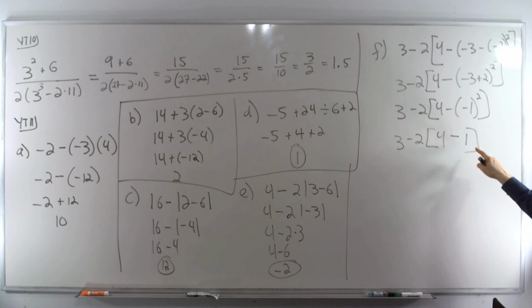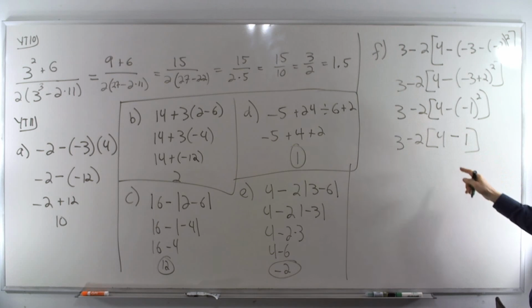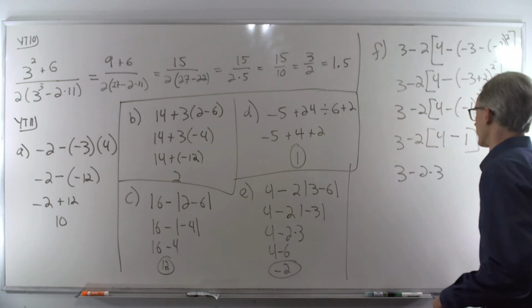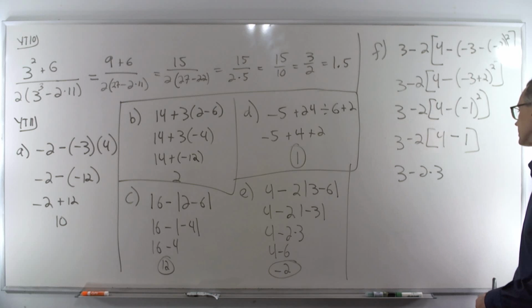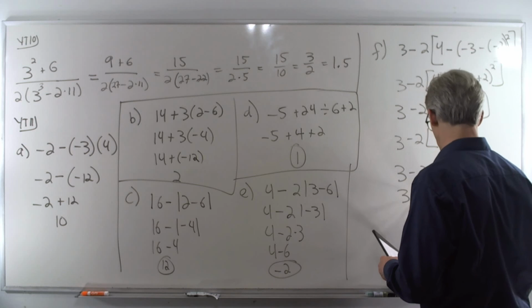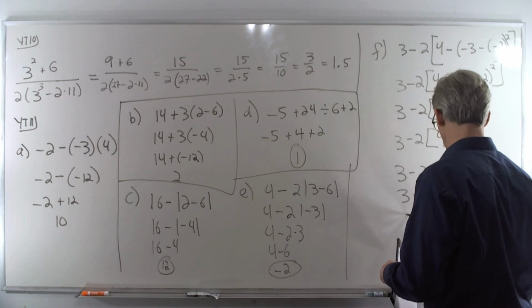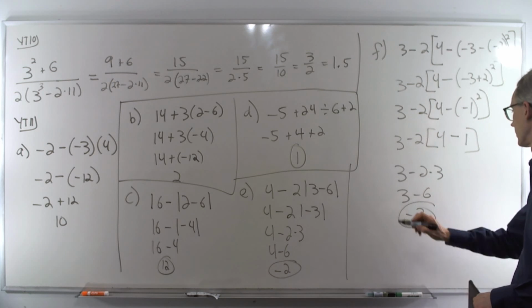All right, negative 1 squared is positive 1. So now we're subtracting 1. 4 minus 1 gives us 3. So you got 3 minus 2 times 3. That is 3 minus 6, or negative 3.